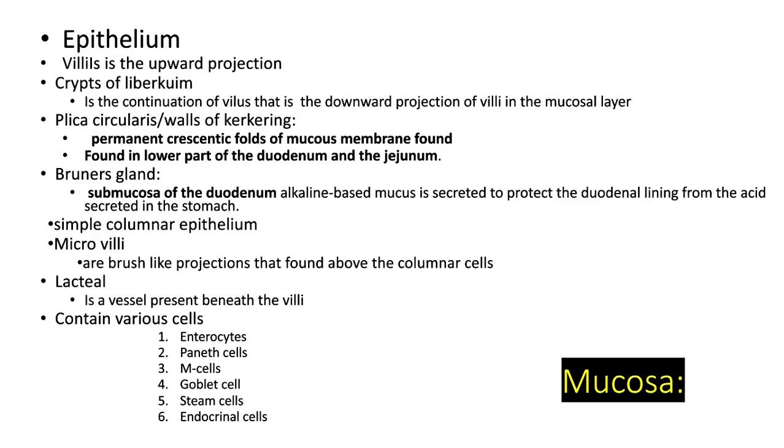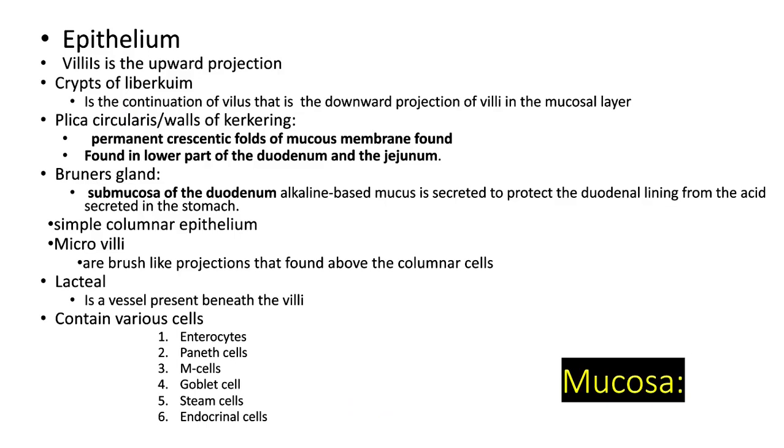The plicae circulares, also called the valves of Kerckring, are permanent crescent folds of the mucous membrane found in the lower part of the duodenum and the jejunum. Brunner's glands are another structure found in the mucosa of the duodenum. They secrete alkaline-based mucus to protect the duodenal lining from the acid secreted in the stomach.